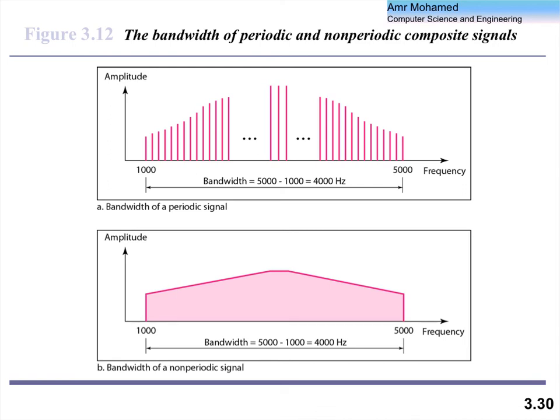Even within the frequency domain, we can understand that this signal is periodic, so we can deal with it differently, even though it has the same bandwidth characteristics as another non-periodic signal. But we know that this is periodic, so we can deal with it differently. Any questions? All right.